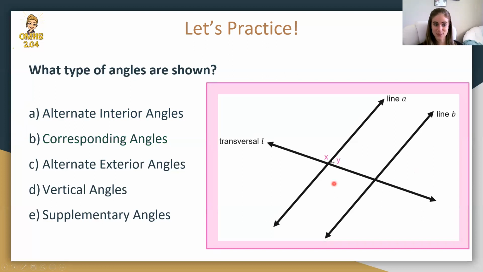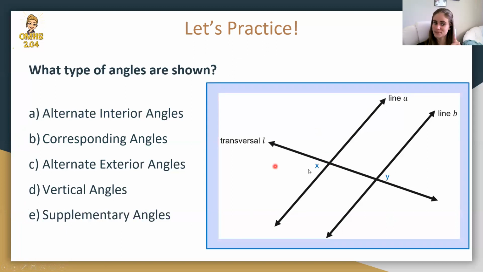All right, next one. How about this one? Look at your X and your Y. What do you notice about them? All right, time to reveal the answer. Pause if you must. They are supplementary angles. So supplementary angles, remember, are side by side. They're adjacent and they create a straight line. So these two are next to each other and together they form a straight line. Therefore, they're supplementary and add up to how many degrees? 180.